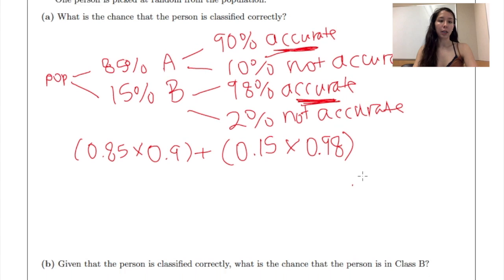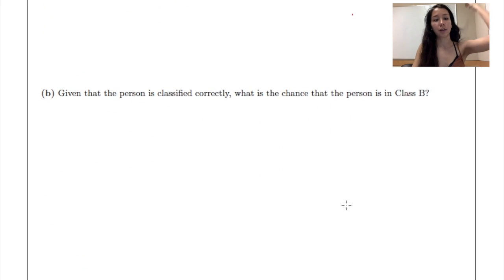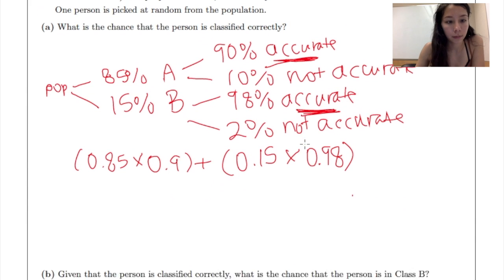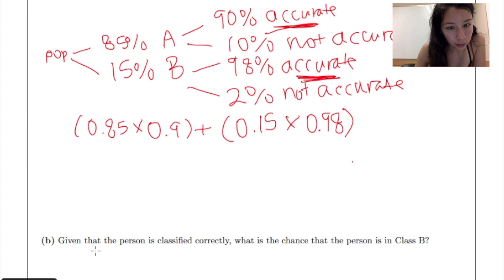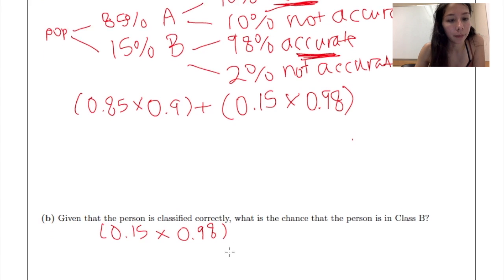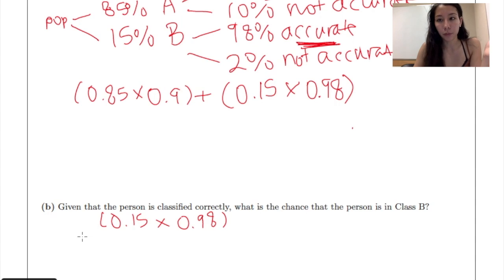Okay, now if we look at part B, it says, given that the person is classified correctly, what is the chance that the person is in class B? So, to find this, we want to look at the chance that the person is in class B given that they are classified correctly. So, we can see that this is their likelihood that someone will be classified correctly given that they are in class B, and then we want to look at everyone that's classified correctly at all.